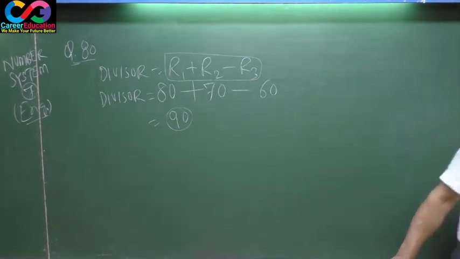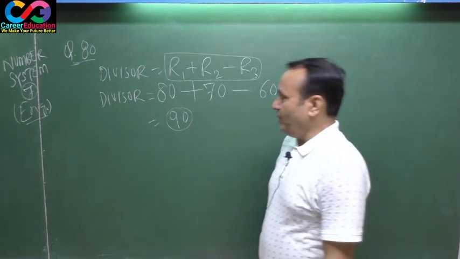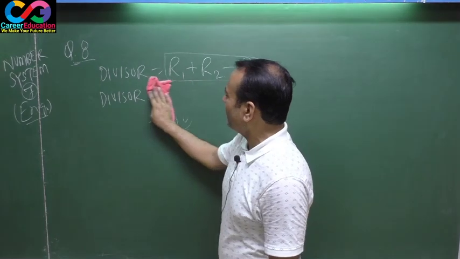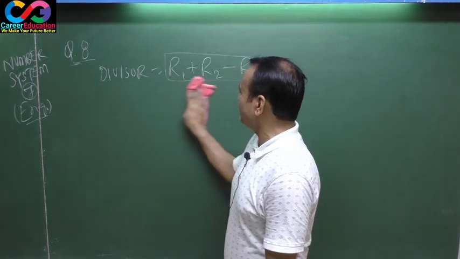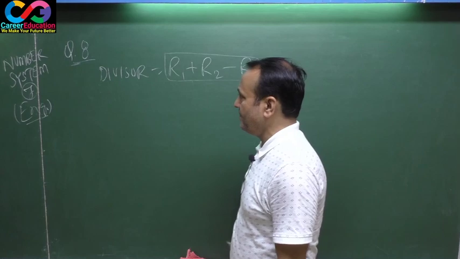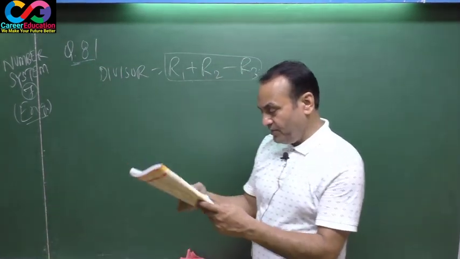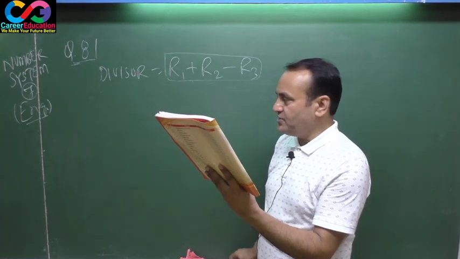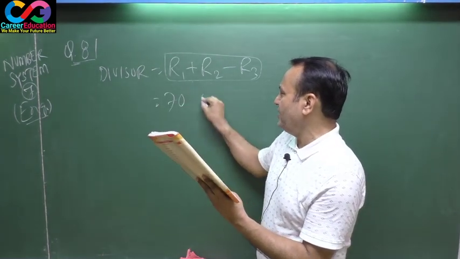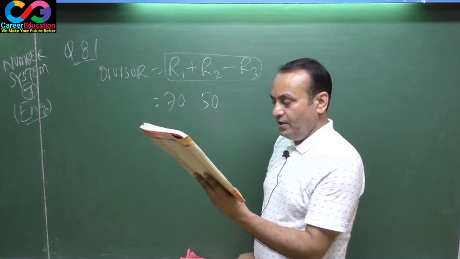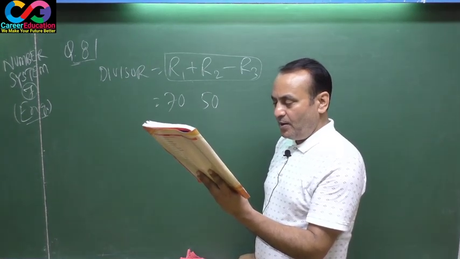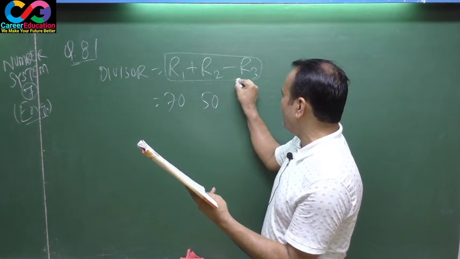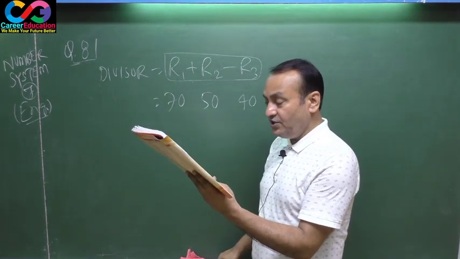Now, come to question number 81. Completely the same question. See here. Question number 81 says, when two numbers are divided by a definite divisor, the remainders are 70 and 50. Question says, when the sum of the numbers is divided by the same divisor, the remainder is 40. Find out the definite divisor.